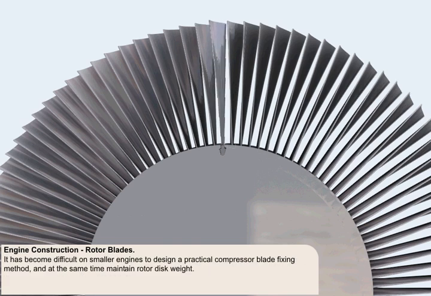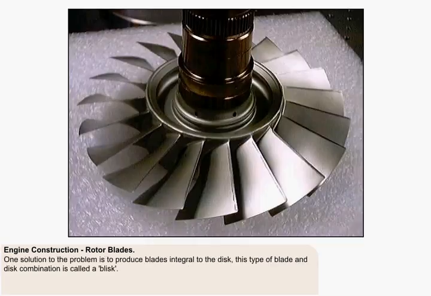It's become more and more difficult on smaller engines to design a practical compressor blade fixing method and, at the same time, maintain minimum rotor disc weight. One way of getting over the problem is to produce rotor blades integral with the disc. This type of blade and disc combination is called a blisk.